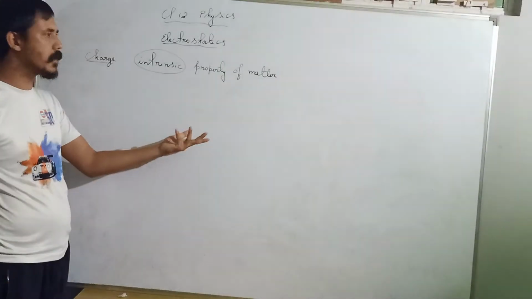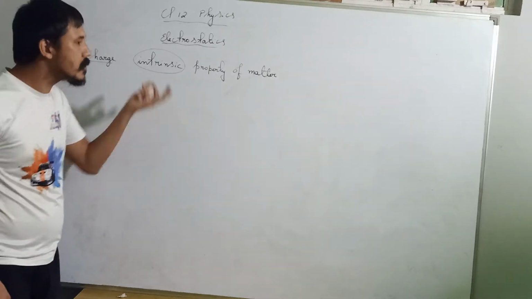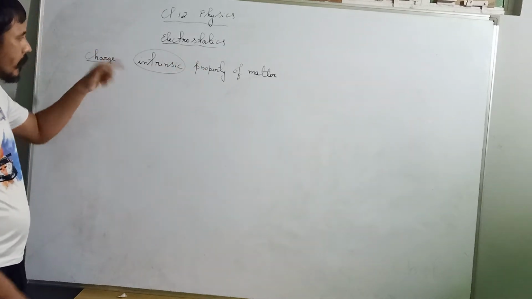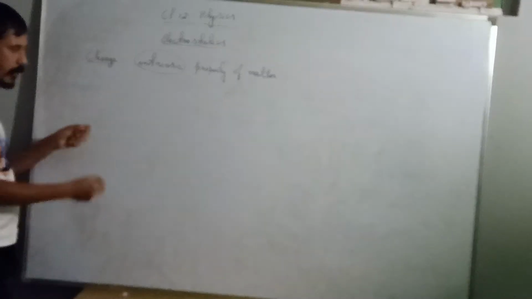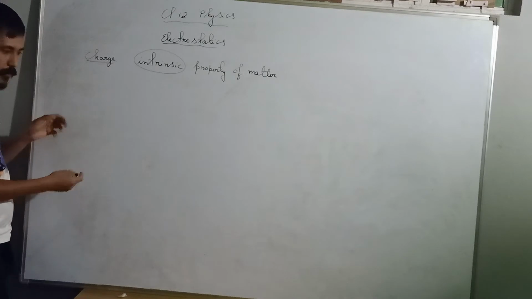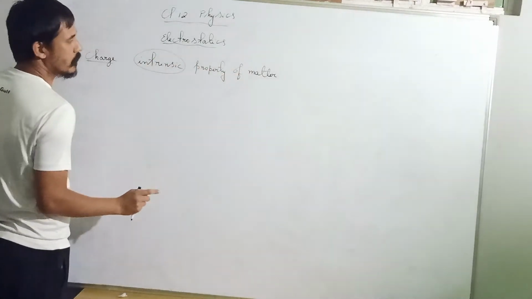Example, time. Who created this time? No. Time cannot be further researched or classified into other components. Time cannot be broken down. So that is an intrinsic property.